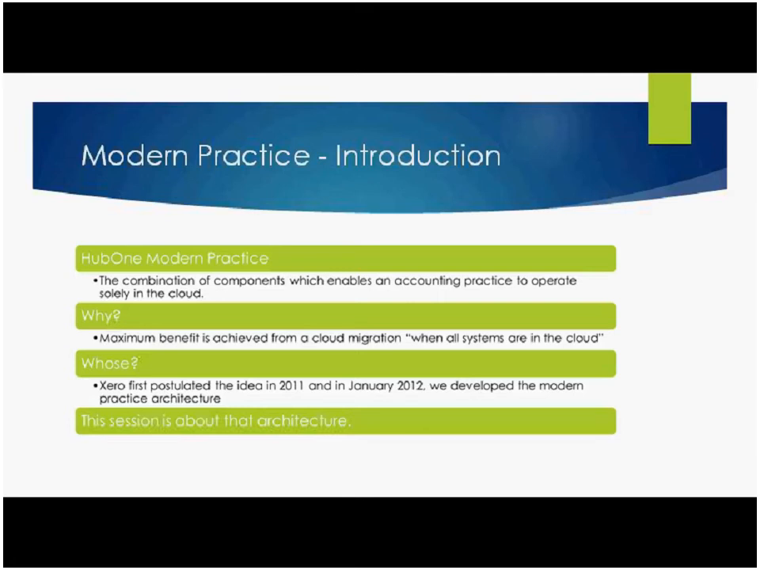And I said, Chris, I don't understand. What do you mean by a modern practice? And so we set out to build an architecture. And what I want to do in this session is talk you through the components of a modern practice, talk you through how we think about it, which kind of frames the rest of the discussions, which we think is quite important. So the whole of this session is about that architecture.